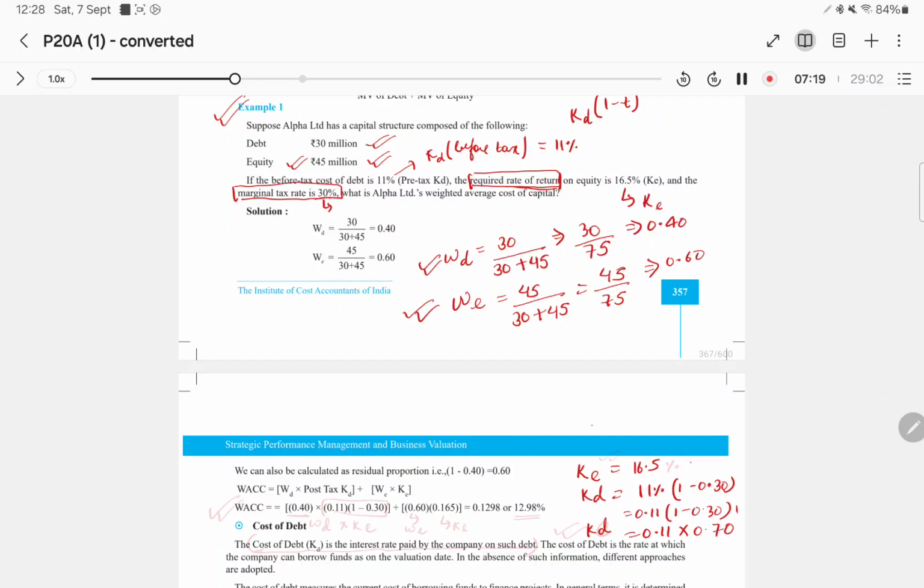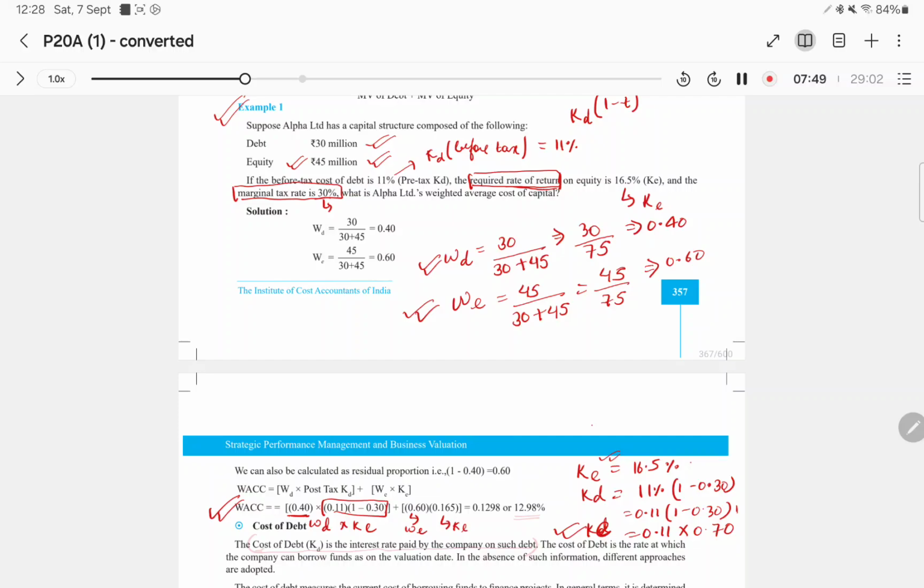Now how to calculate WACC? This is WD, which we have calculated above. This is the amount of KD, which we have calculated here. Sorry, this is KE, my fault. This is KE. Now this plus what is 0.60? It is WE. And what is 0.165? It is 16.5%, which is given in the question, that is KE.